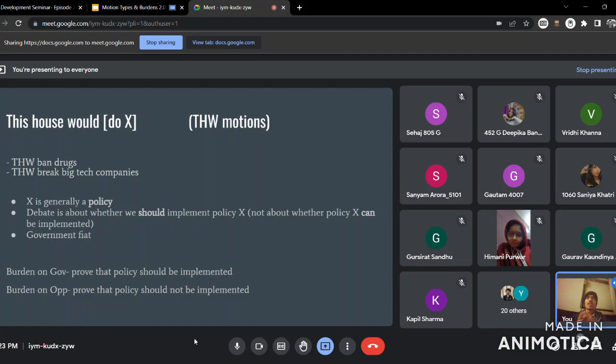Fiat in debating means that the gov team, which is proposing a policy, has the power to assume that this policy would be passed in the parliament. For any policy in the real world, the legislature of that particular country needs to pass it. So the politicians need to take legislative decisions, and only then is a particular policy passed for the country or for any territory or things like that, right?